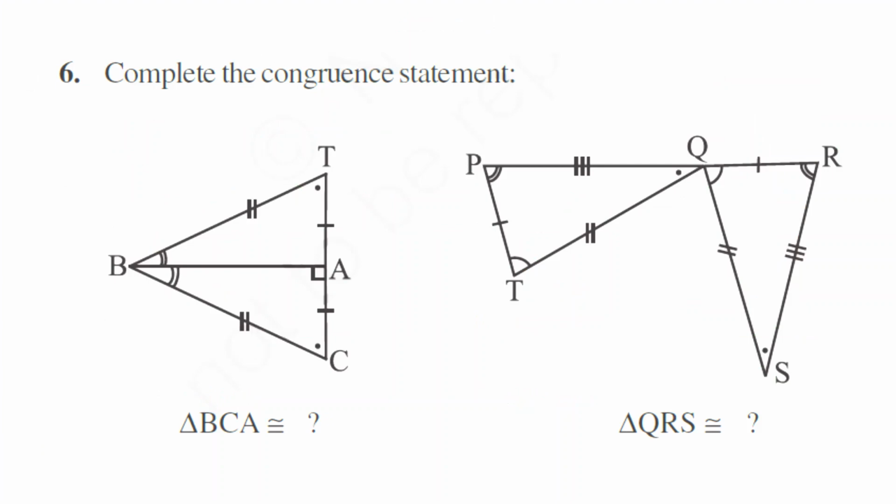Here the question says complete the congruence statement. So look at the diagram very carefully. In the first question, part of this, you can see there are two triangles. One is triangle BCA. This is B, this is C, this is A, and the other one is BTA.